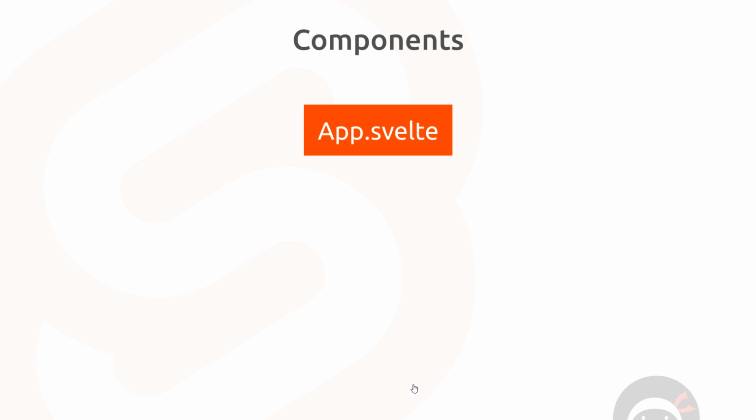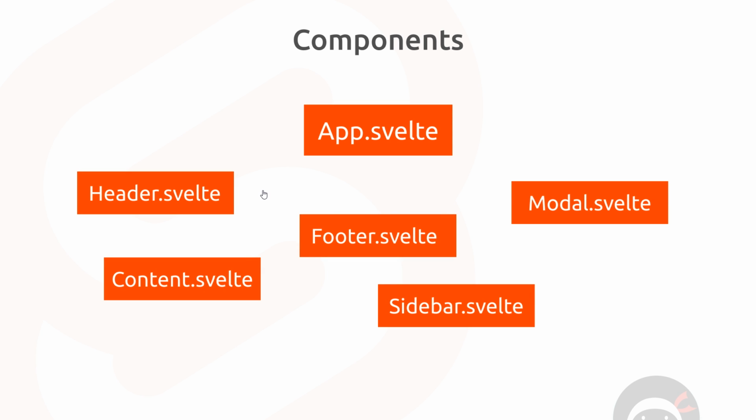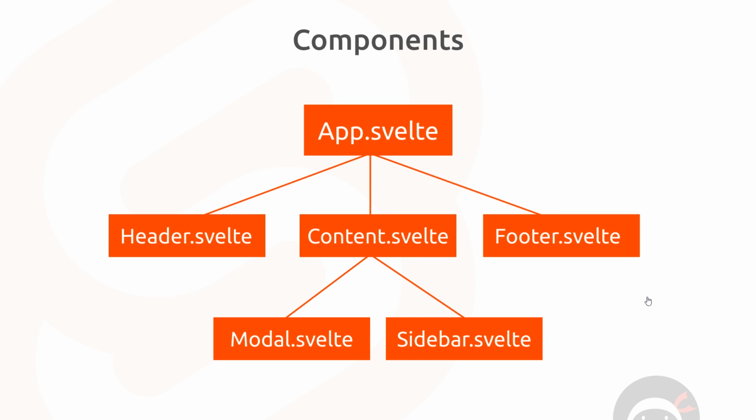Alright then, gang, so currently we've only been working inside one single component, and that is the app.svelte component that came along for the ride when we created a new Svelte project. Now, typically a Svelte website would be made up of many different components, for example, a header, a footer, a modal, some content, a sidebar, etc. And those components would all then combine in a tree-like structure to make up the full page content.